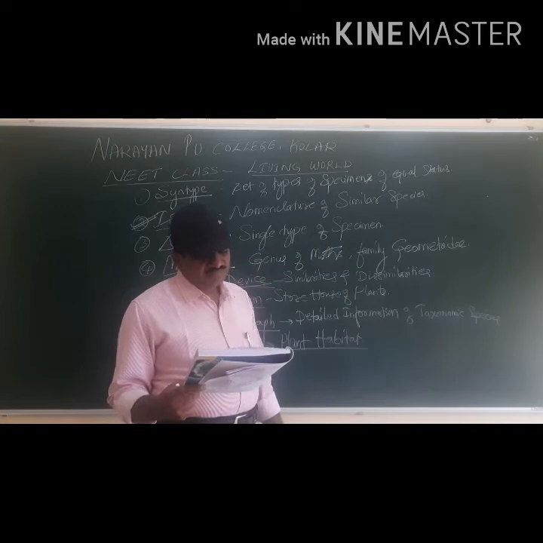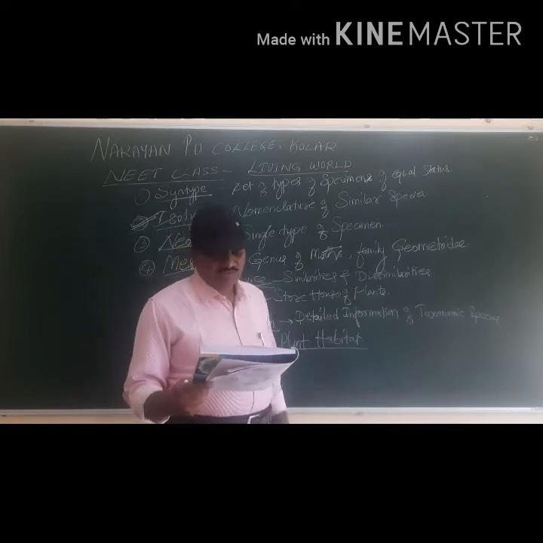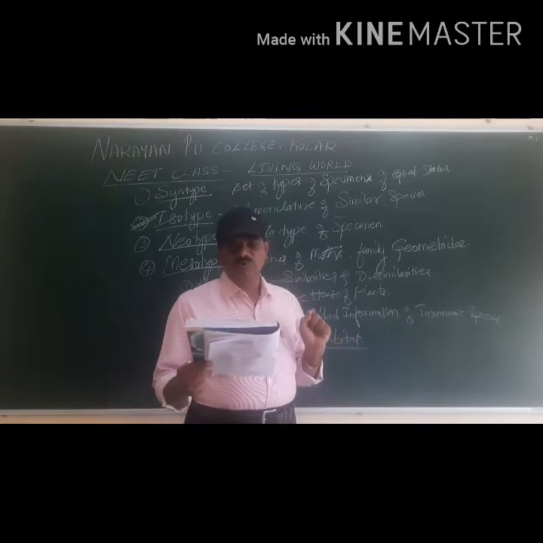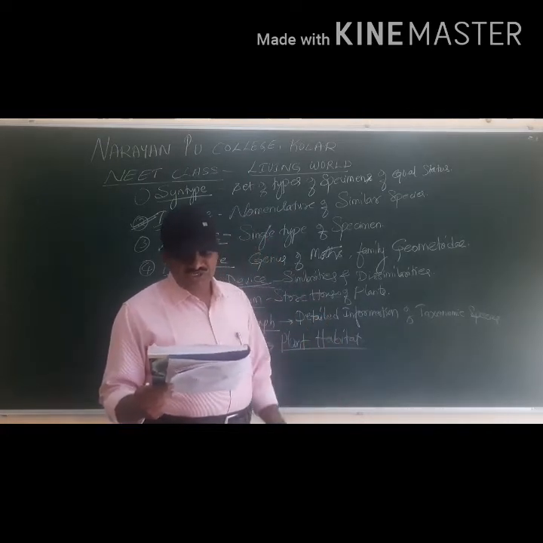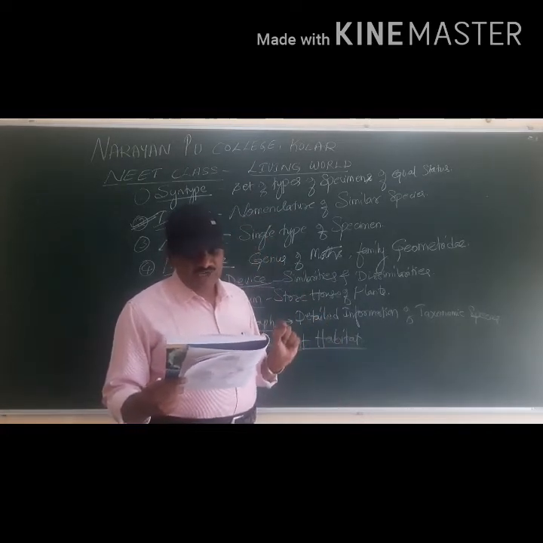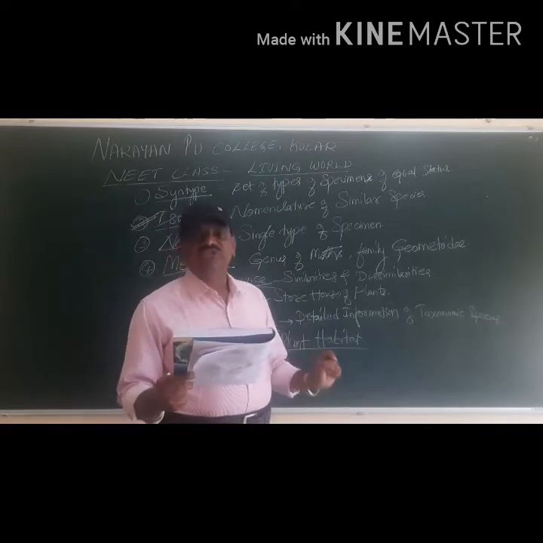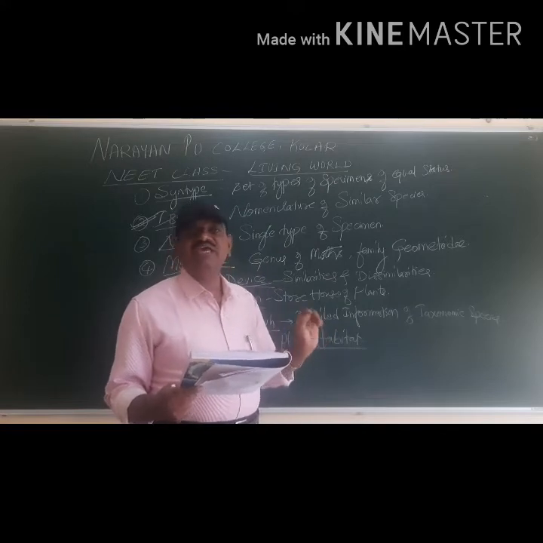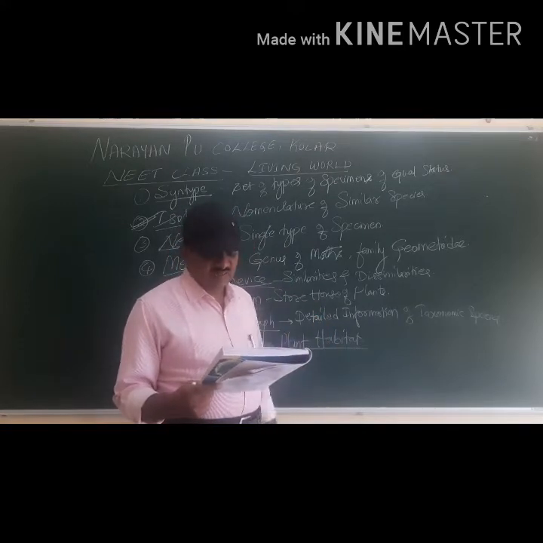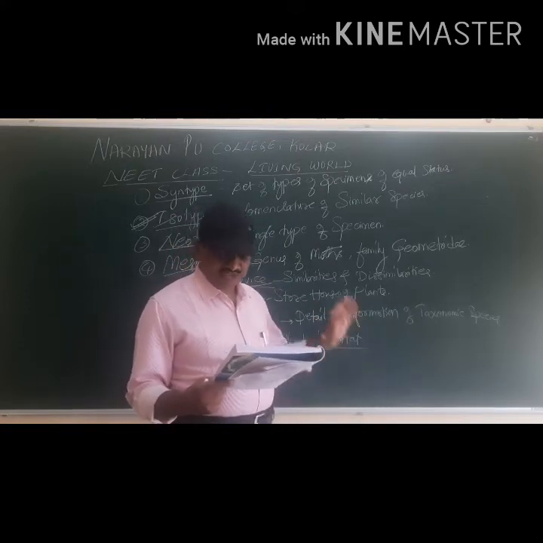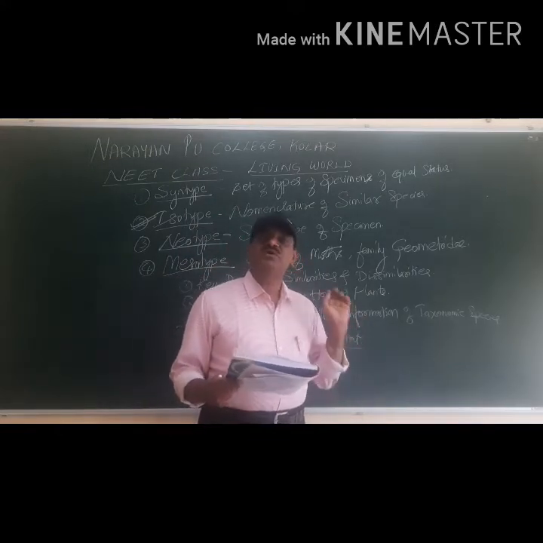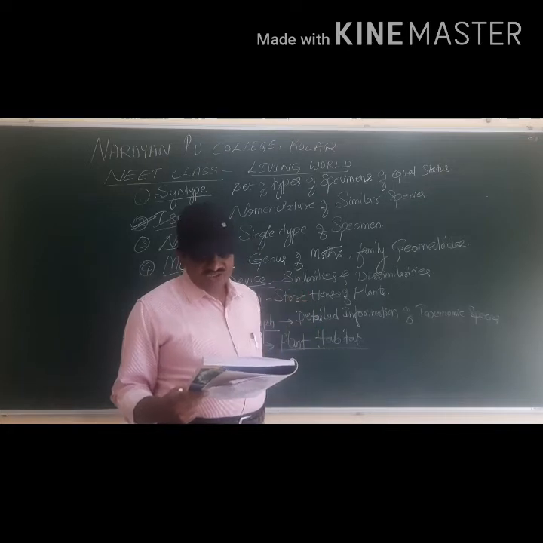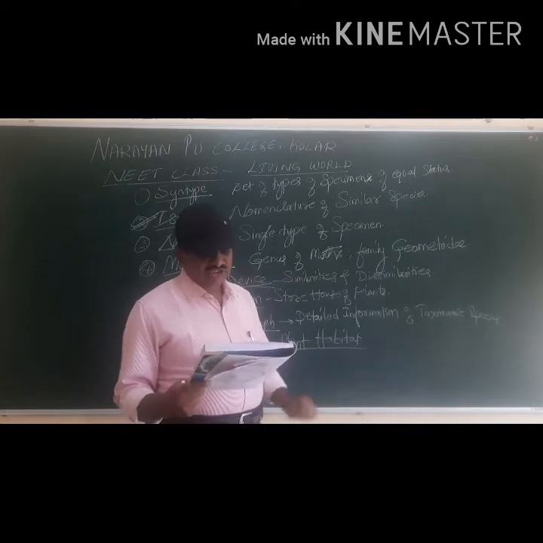Now we go for the next question. A true species consists of a population. First option, sharing the same niche. The word niche is nothing but habitat. Sharing the same dwelling place or habitat is called niche. So this is not the answer.